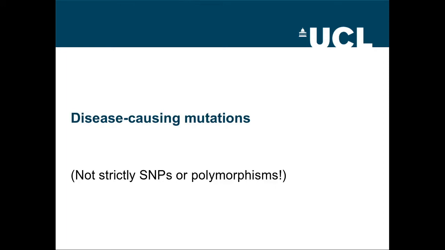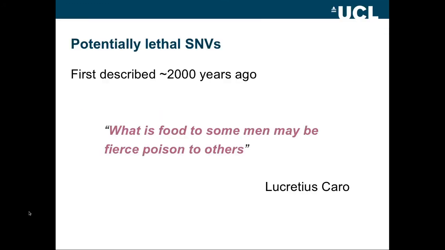Let's look now at disease-causing mutations. So, as I said, these are not strictly SNPs or polymorphisms, but quite often the term can be misused in that way. A better term to use is really SNVs, or single nucleotide variations.